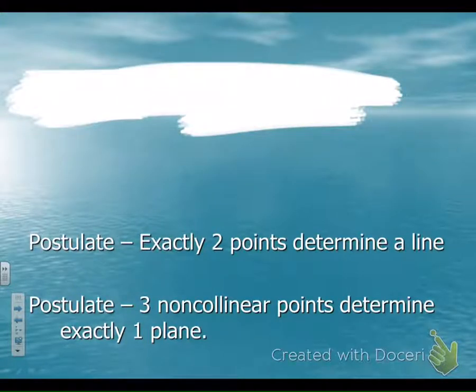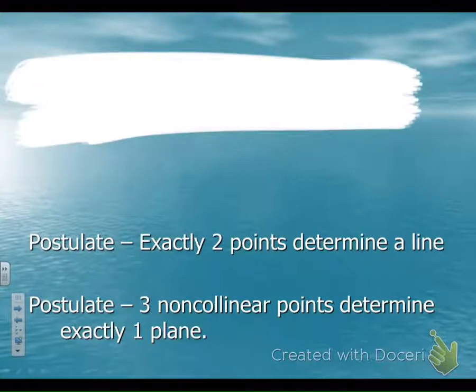All right, we're skipping ahead in the notes a little bit to these postulates that we need to have down. The first postulate that we have in our notes is that exactly 2 points determine a line. So that means you need 2 points to create a line. The other postulate is that 3 non-collinear points determine exactly one plane. So you need 3 points that are not all on the same line to create a plane.